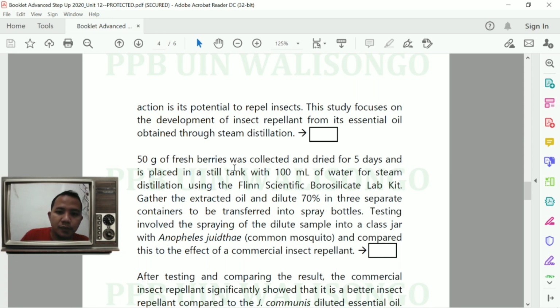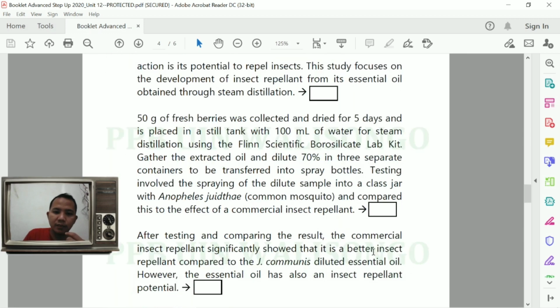50 grams of fresh berries was collected and dried for 5 days and is placed in steel tanks with 100 milliliters of water for steam distillation using the Flinn Scientific borosilicate kit. Gather the, ini metode ya biasanya. Gather the extract oil and dilute 70% in 3 separate containers to be transferred into spray bottles. Testing involved, ya ini methods. Material and methods ya, ada bahan, alat, dan metode. Maka kita put here as A ya, material and methods.